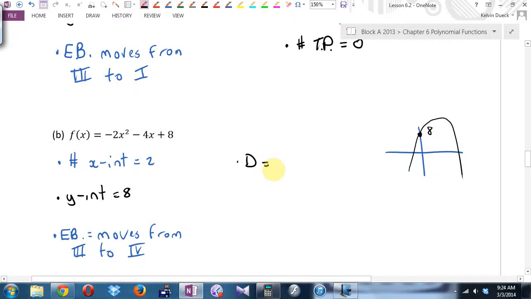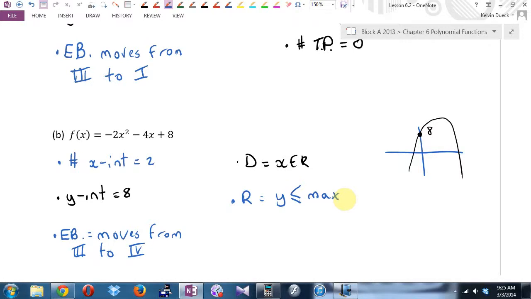Domain? All reals. Range? Y is less than or equal to, hey, whatever the max is. And if we went to graph this, we could, but we're trying to see how much of this we can do in our heads. So wherever the vertex is, it's everything less than or equal to wherever the vertex is. Right? And number of turning points, 1.